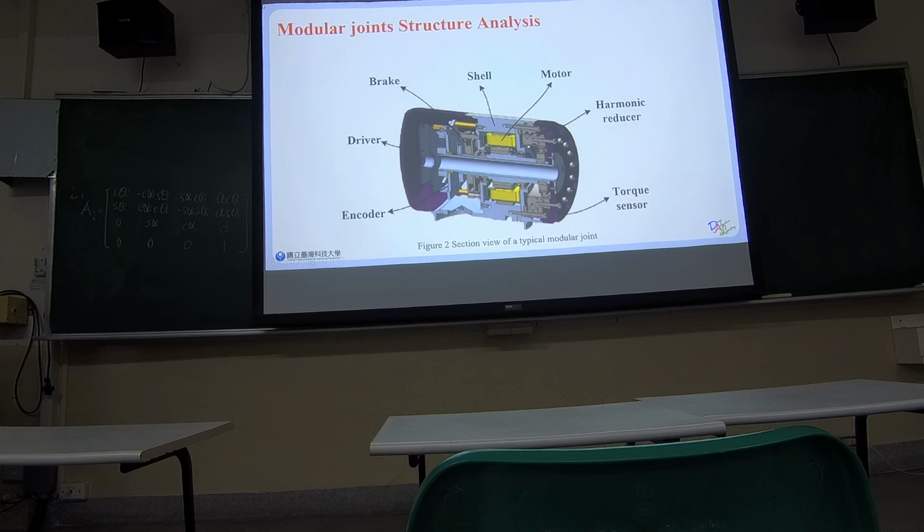Harmonic reducer. The harmonic reducer, known for its high reduction ratio and low mass, enables smoother and more compact joint movements. Driver: the driver controls the motor's movement and transmits data to the central controller, which ensures real-time control and coordination of the entire system. Through this modular joint design, robots can achieve high precision, flexibility, and better load capacity, making them highly suitable for complex and dynamic tasks.